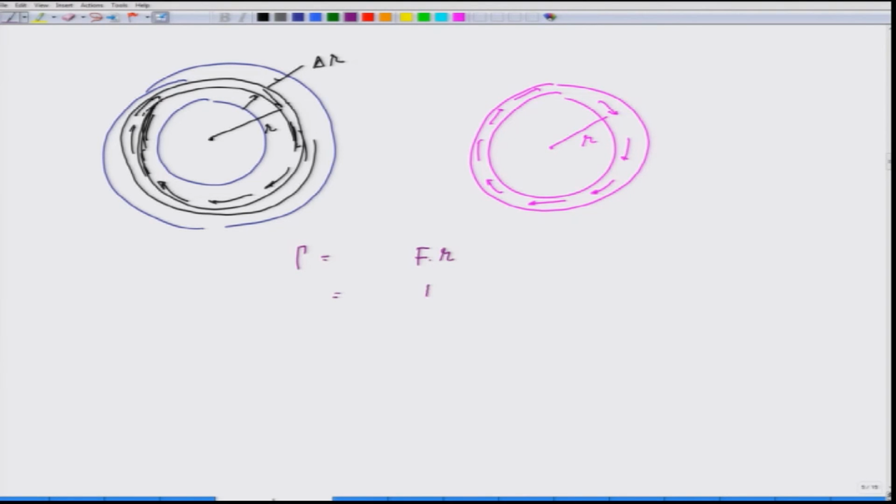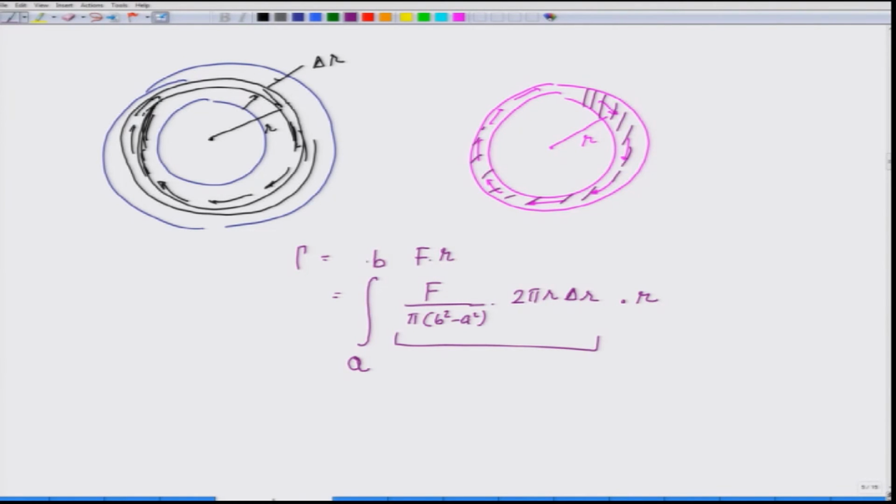Force is the net force divided by pi (b square minus a square) times 2 pi r delta r, which is the area of this region. That is the force that is acting, times r becomes the torque, and I integrate it from r goes from a up to b. That will be the answer. So, this we work out: F over pi (b square minus a square) times 2 pi integration r square dr from a to b, which is an easy integral to perform.